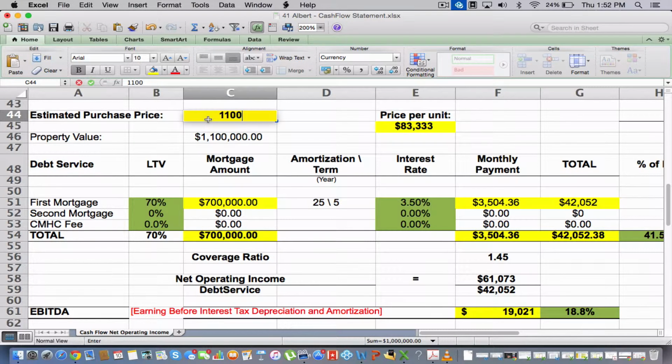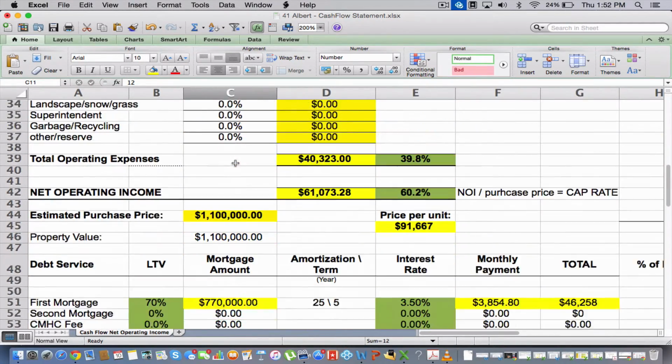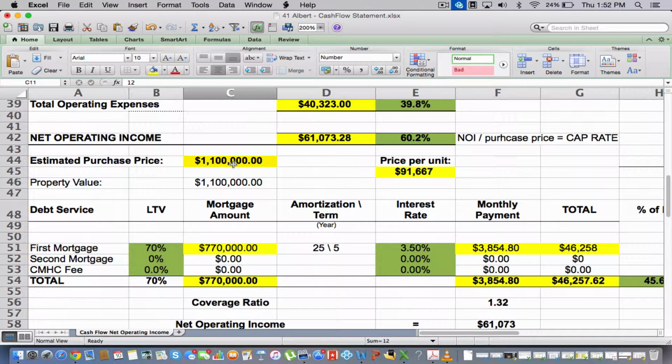So let's put that back to 1.1 million. And up here we entered 12 units. So the spreadsheet is taking 1.1 million, dividing it by 12, and arriving at a per unit price of 91,000 and change.